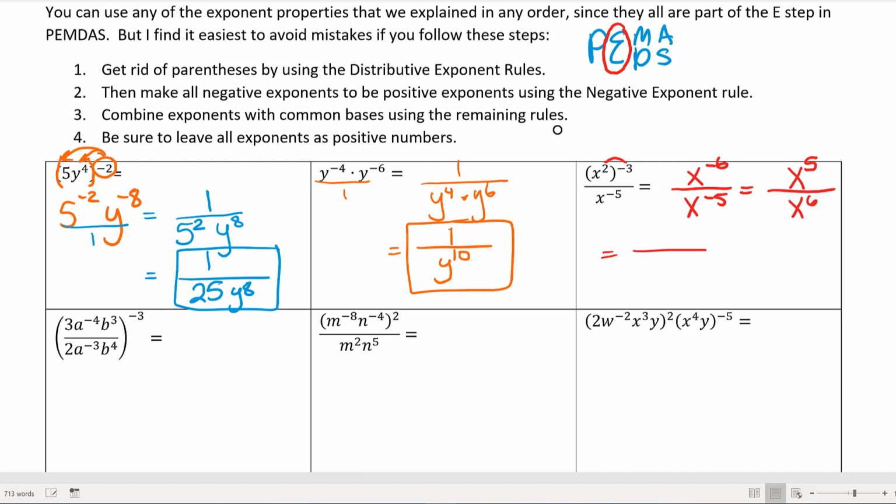And then the next thing is combine exponents with a common base using the remaining rules. Now this is a quotient rule, so I can subtract. If I take 5 minus 6, that gets me a negative number. So instead of just always taking the top minus the bottom, what I'm going to suggest is take the large one minus the small one. So 6 is bigger than 5, so 6 minus 5 gets you 1, positive 1.